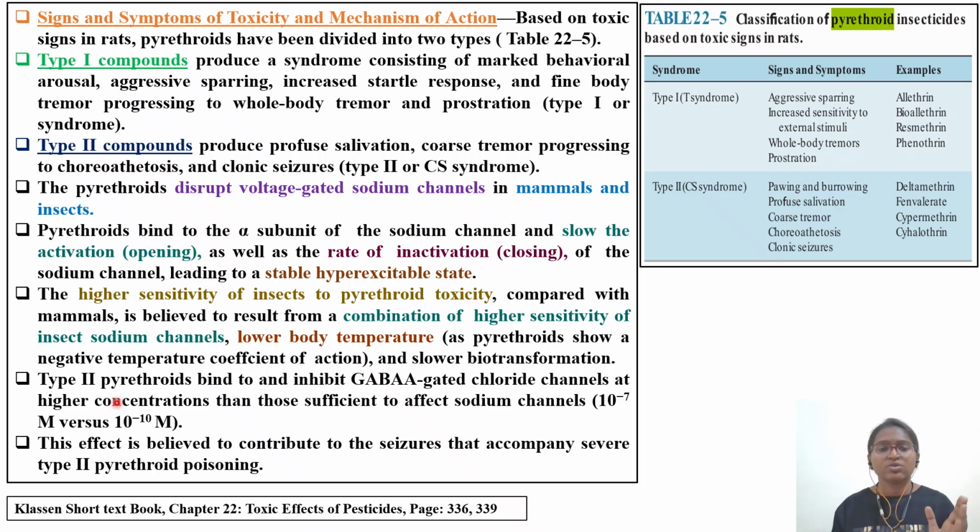So type 2 pyrethroids will bind to this. In addition to that, as we have seen in Table 3.1, in addition to the sodium channel, they are also binding to GABA-A chloride channels, thereby causing seizures, which are severe in case of type 2 poisoning.